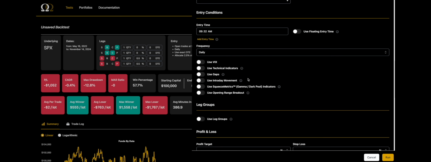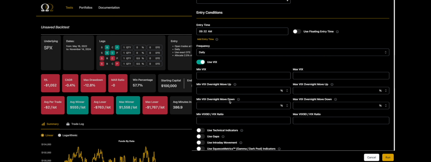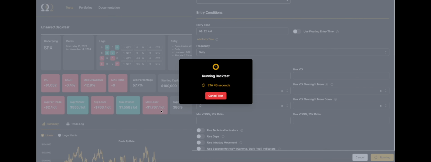And this sounds so clickbaity, but all we're going to do is go into VIX under the entry conditions and do a min overnight move down. And we're just going to do a 0.01. So a penny down overnight. That's all we're going to do. And let's see what it does to this chart, which has been a very small loser, but a loser.